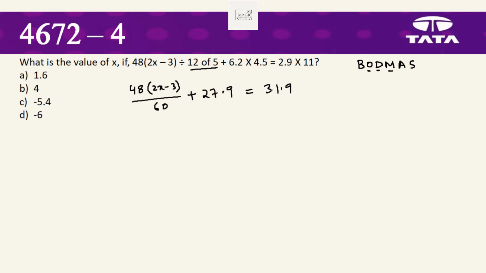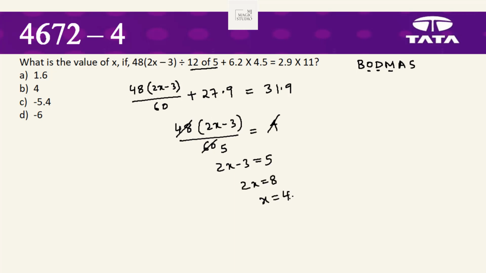So 31.9 minus 27.9 will give us 4. So 48 into 2x minus 3 by 60 is equal to 4. This goes 12 times and this is 5. That means 2x minus 3 is 5, 2x is 8 and the value of x is 4. Option B is the pick.